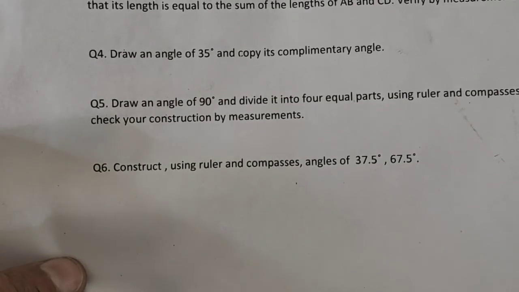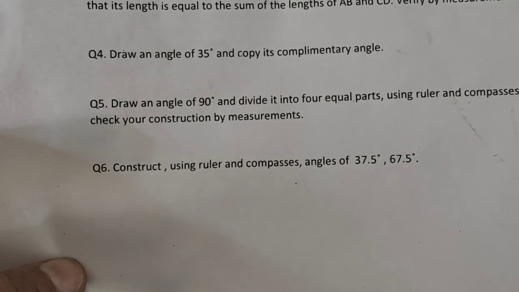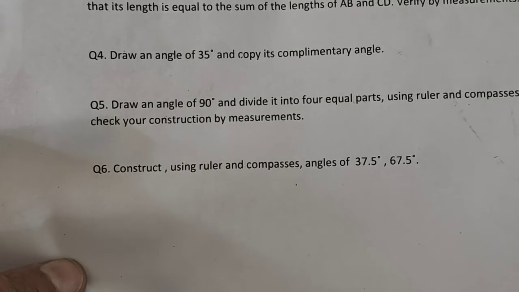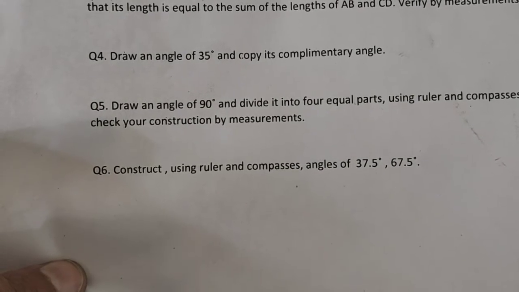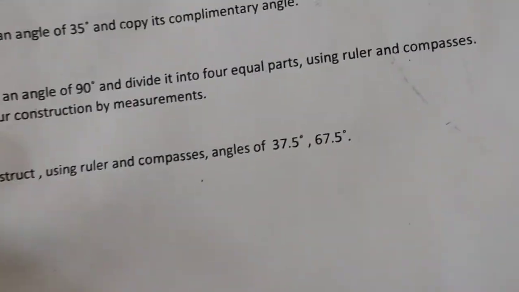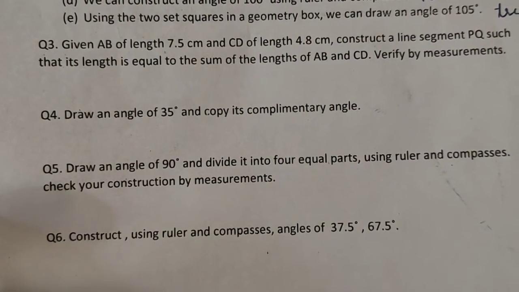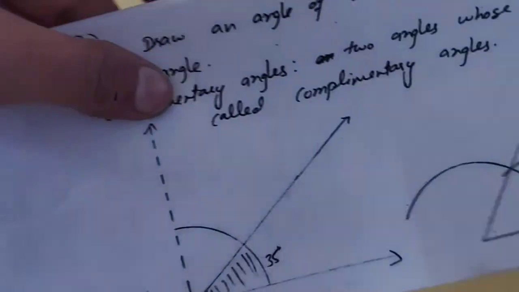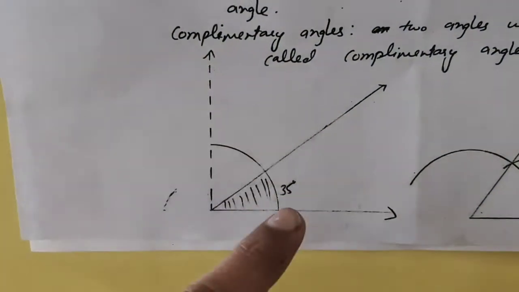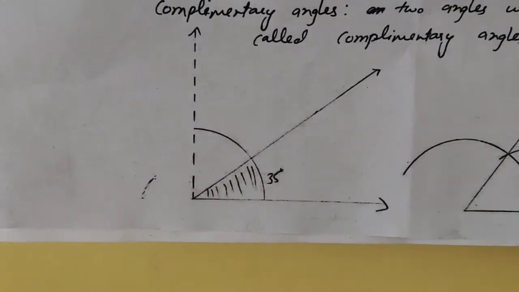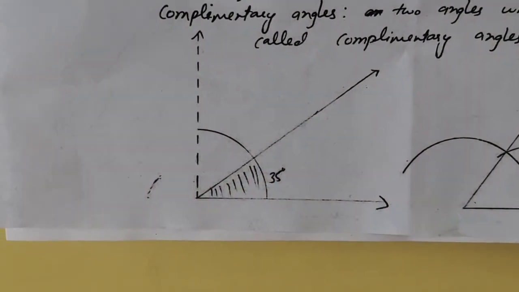In this, draw an angle 35 degree. We need to draw an angle 35 degree and copy its complementary angle. Fine. So suppose we have drawn the angle 35 degree. Drawn means you can use the protractor for this angle. Okay. So now suppose we have drawn this angle 35 degree. Here you can see. Now they are saying that we need to draw the complementary of this angle.